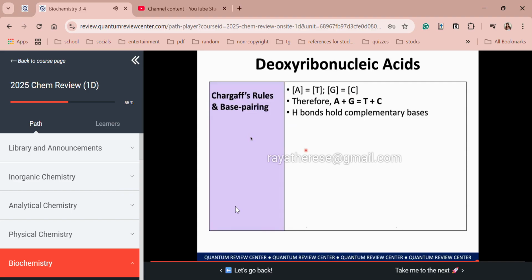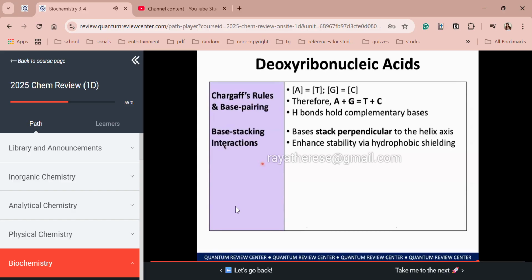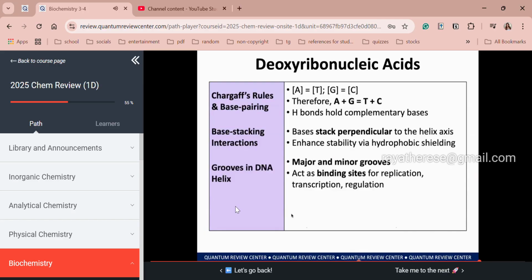Okay. Aside from base pairing, class, we also have other stabilizing interactions. So in DNA, we have an interaction we call base stacking interaction. This interaction is perpendicular to your helix axis. Okay. It's the interaction of your base above and your base below in the helix. And of course, this is also enhanced through hydrophobic shielding because, as we all know, nitrogenous bases have regions of hydrophobicity. Okay. So lastly, I think this is the last concept. We also have grooves in the DNA helix.